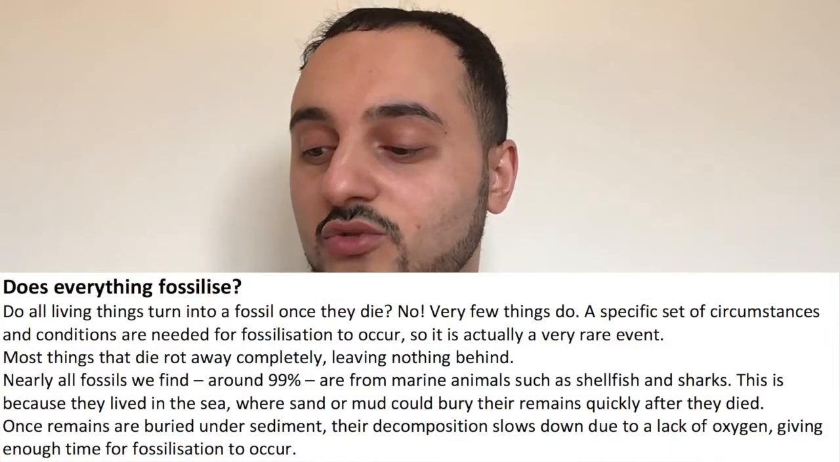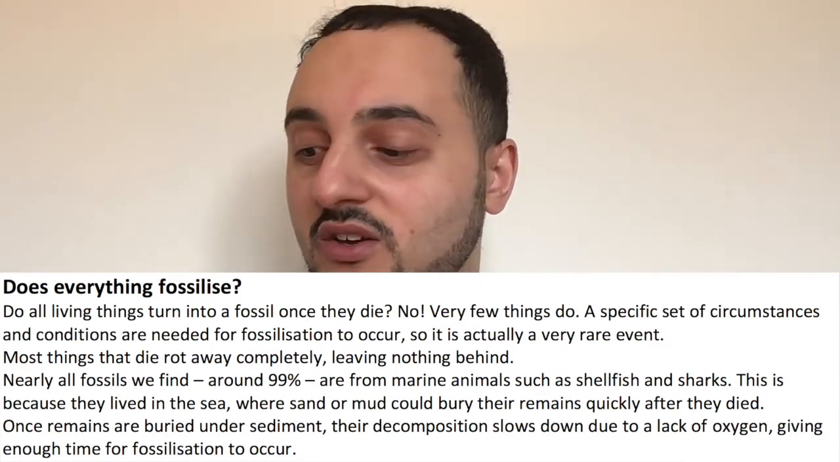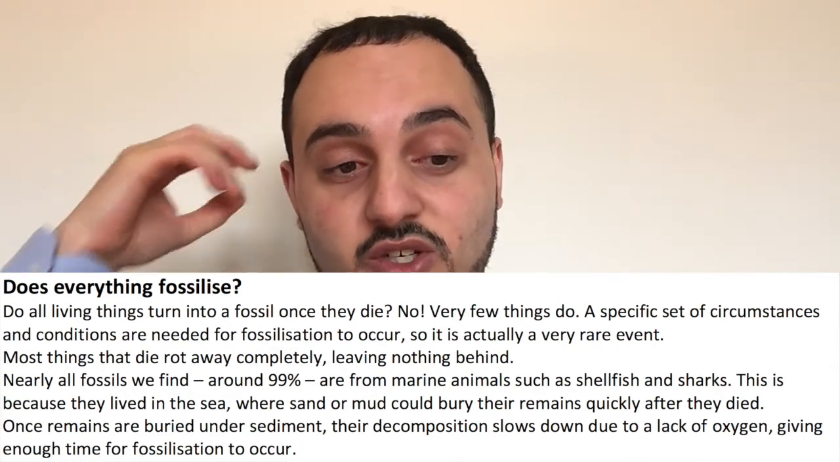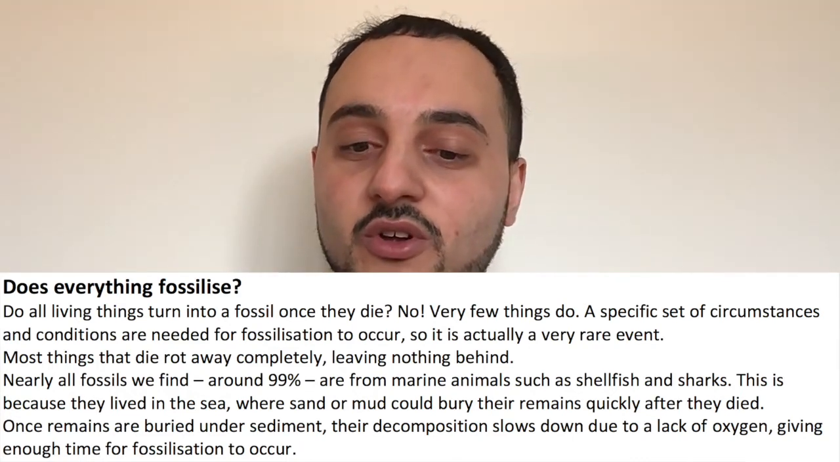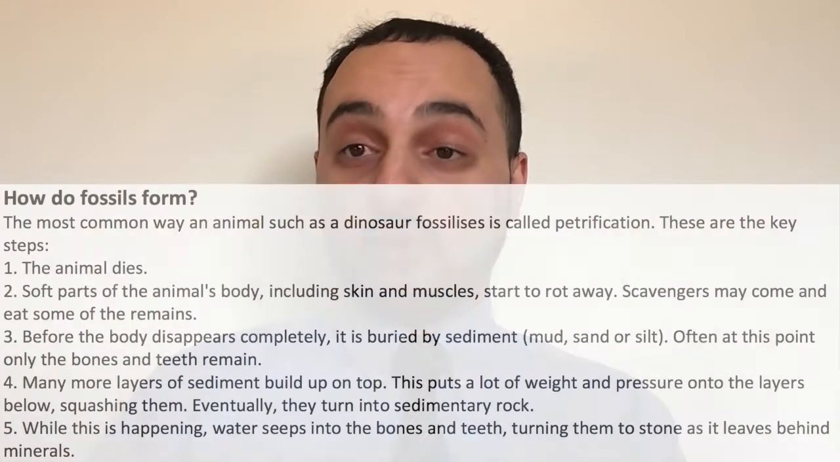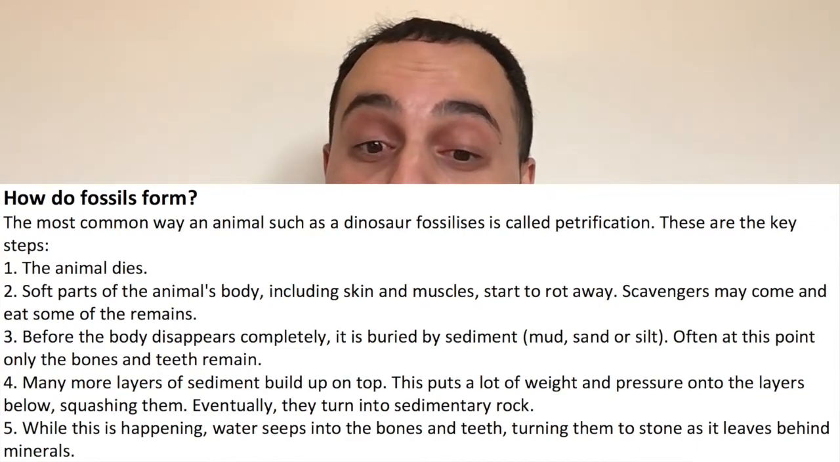Right, what are we thinking? So we know that the top one is probably going to be the last one. Let's have a look. So probably looking for marine fossils or fossil formation. Marine fossils was next, wasn't it? Okay, so it says nearly all fossils we found, around 99%, are from marine animals such as shellfish and sharks. That one is your point 2, isn't it? Why marine fossils are more common than other fossils? That's point 2. Then we've got the fossil formation, of course. It says there how do fossils form, and then you've got your numbered points. That's going to be your point 3, process of fossil formation.